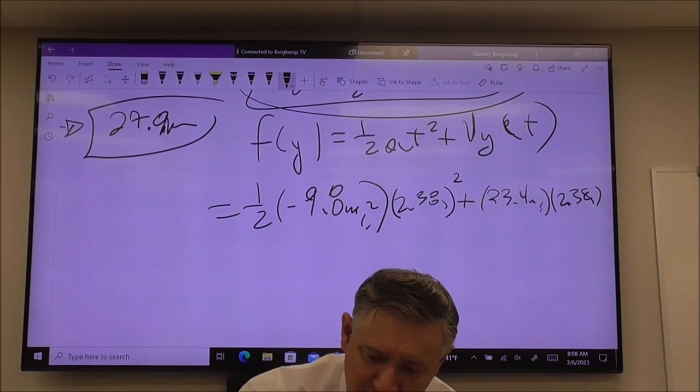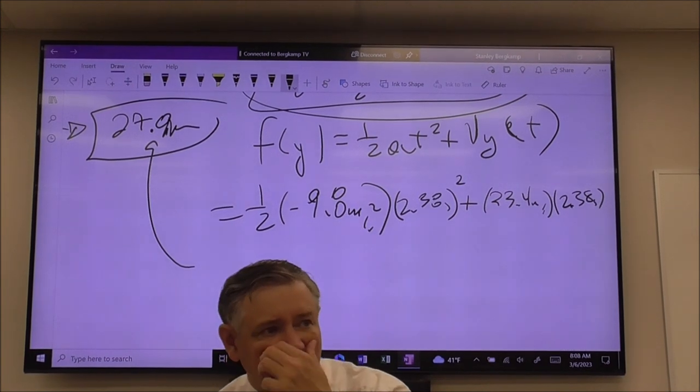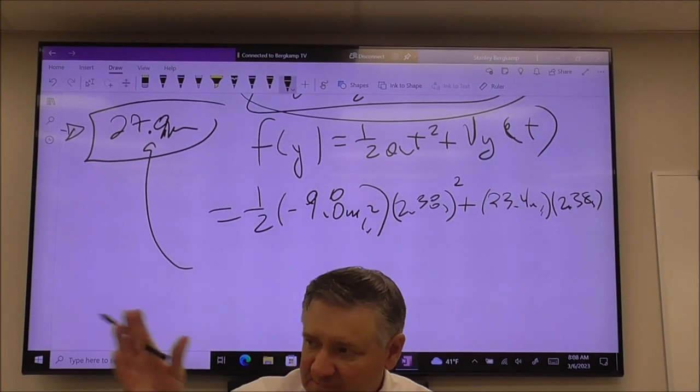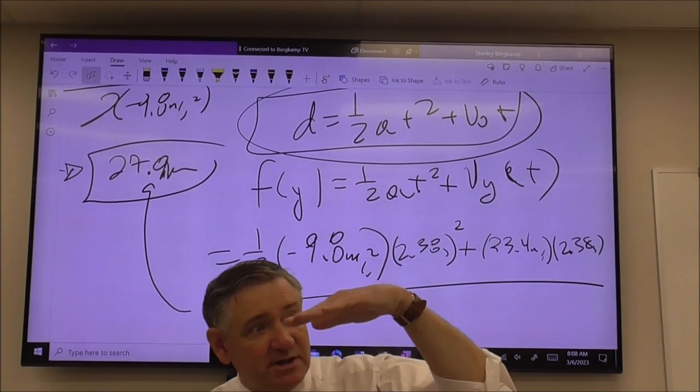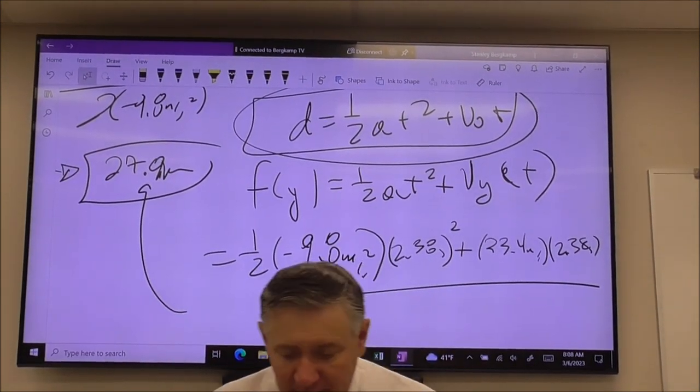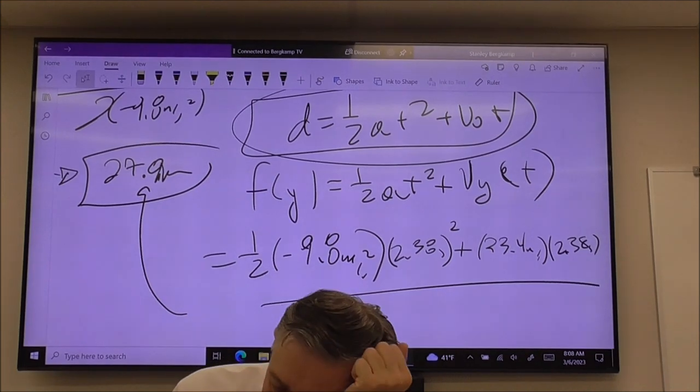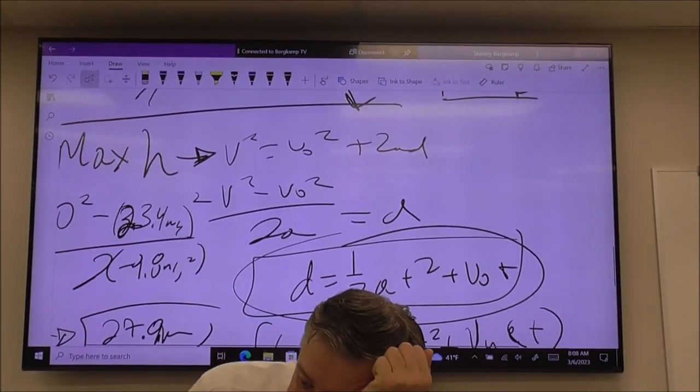So if you did that, you'd plug that in, you'd still get 27.9 meters, okay? This is more complicated than doing that equation. It works, but it's more complicated. So that's another option that you could do.